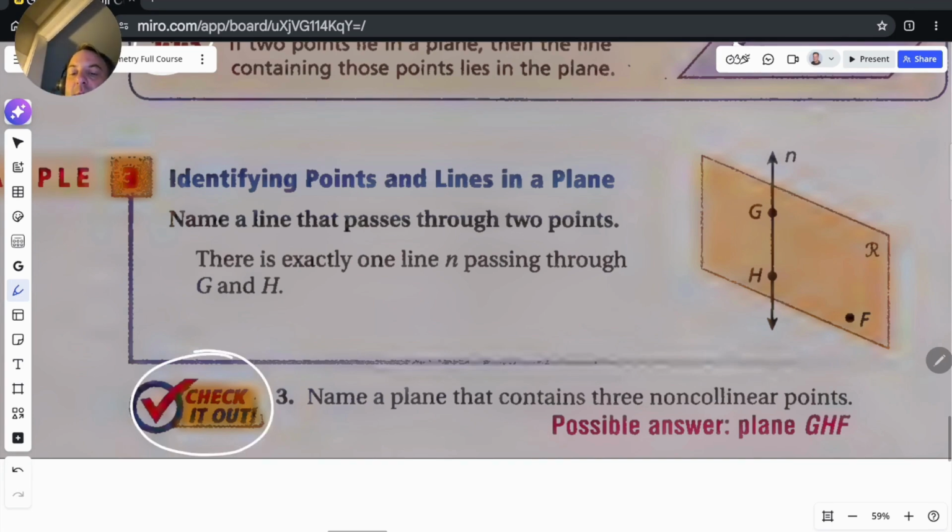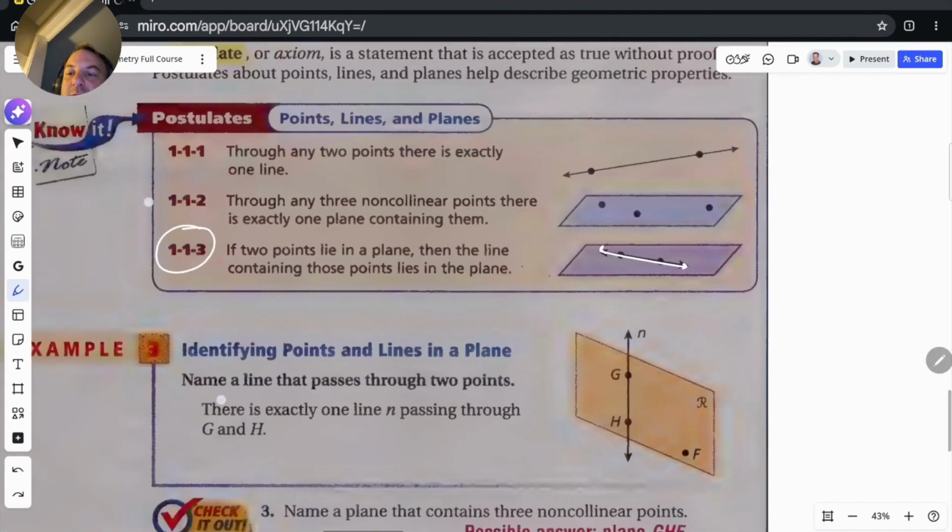And then our Check It Out, number 3: name a plane that contains 3 noncollinear points. So here's our diagram. We have 3 points, G, H, F, as we just discussed. Are they all on one straight line? G and H, for example, are on line n, but F is off of line n. So the 3 points G, H, F are not all on one line. They are noncollinear. Let's take a look at postulate 1.1.2.